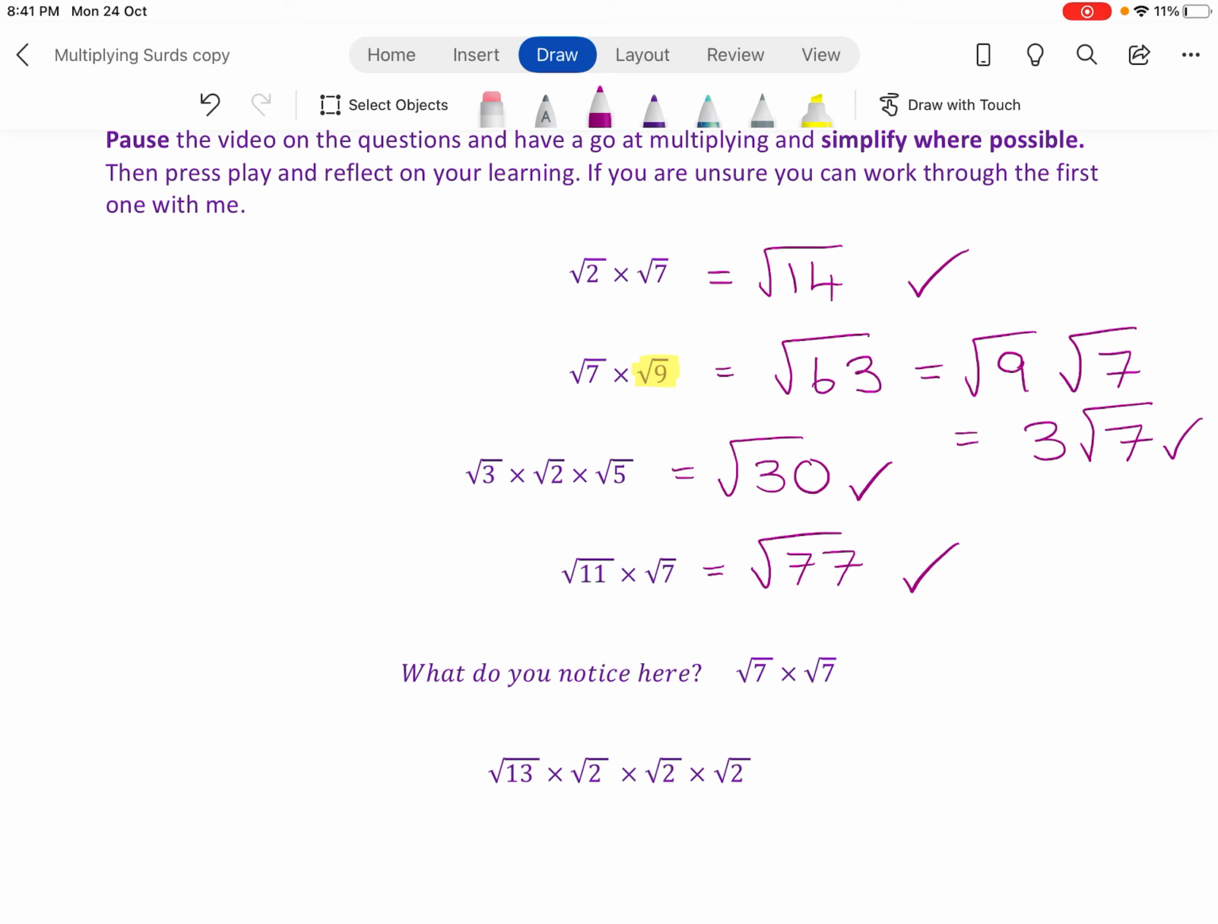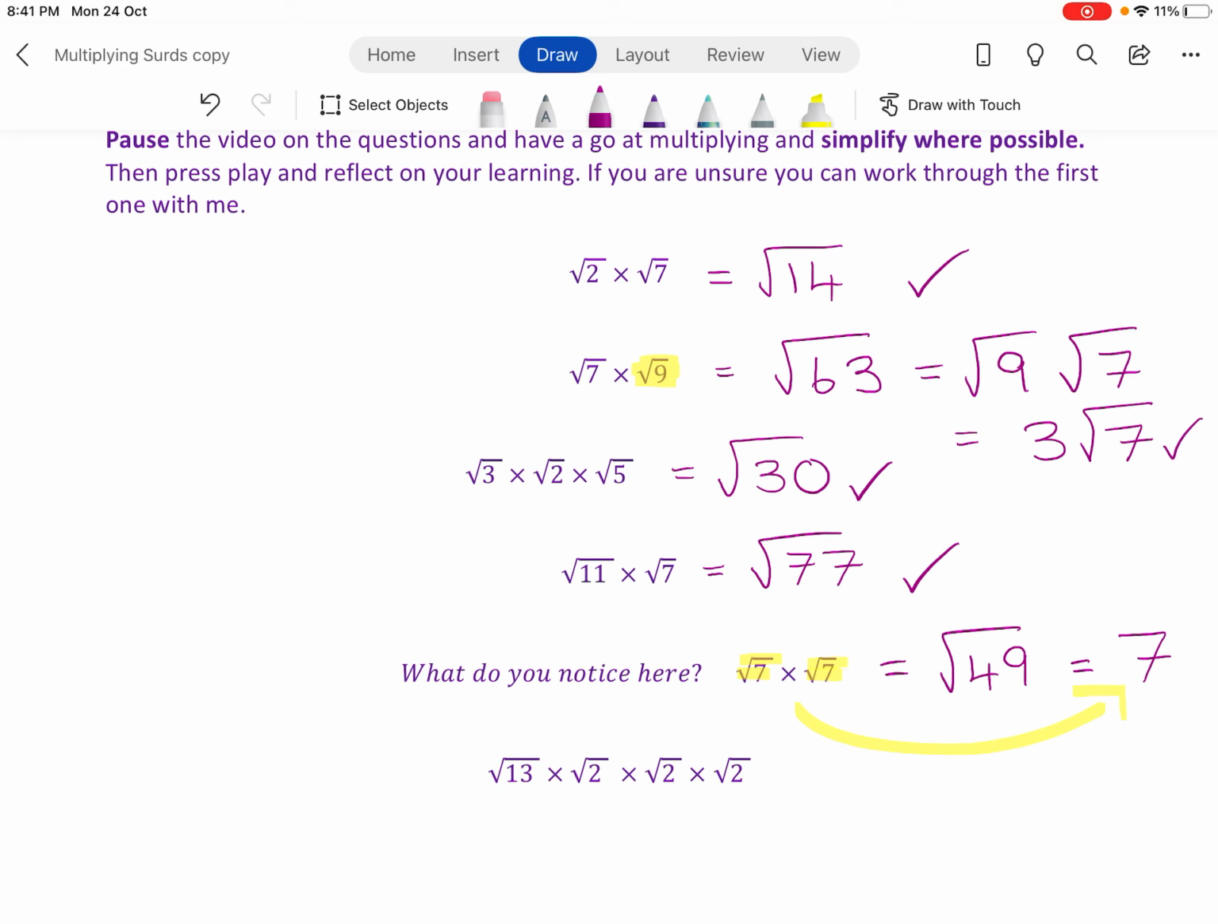Now for the next one, what's really interesting is we get 7 times 7 is root 49, but we can simplify that to be 7. So whenever 2 of the radicals are the same, or the square roots, or the surds, then this turns into just 7. That might make the next one easier.